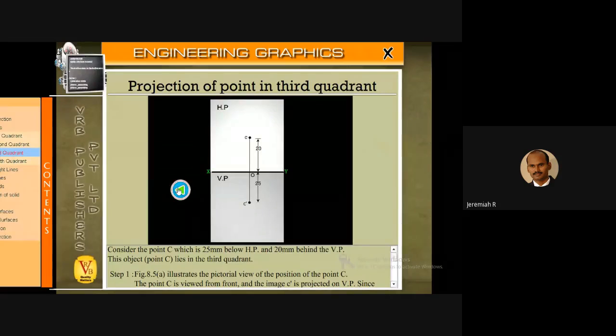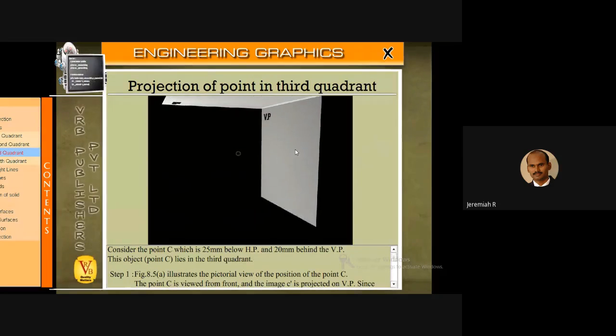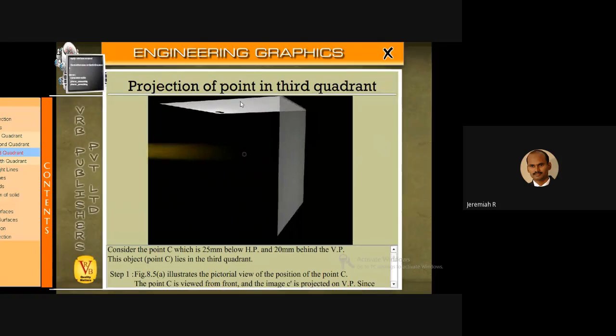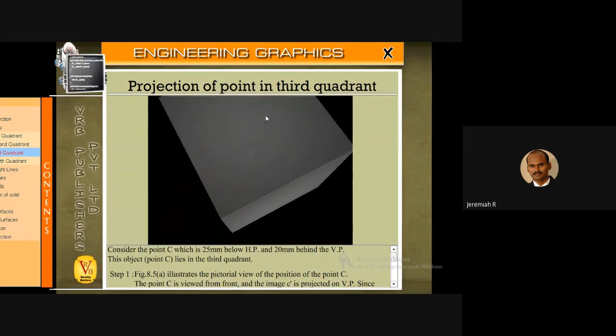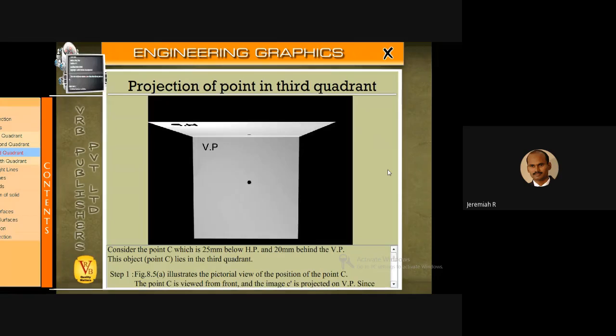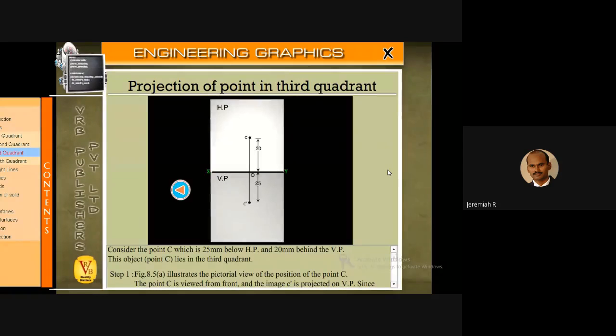You watch one more time. This is a point here. When you see from here, you will get a point here. This is a front view. When you see from here, you will get a point on the HP. You have to rotate this in clockwise direction. Always HP you have to rotate in clockwise direction. So you will get something like this.